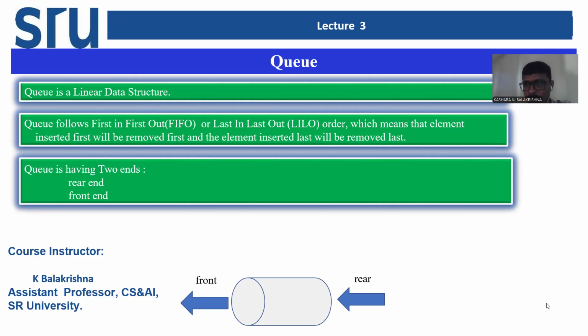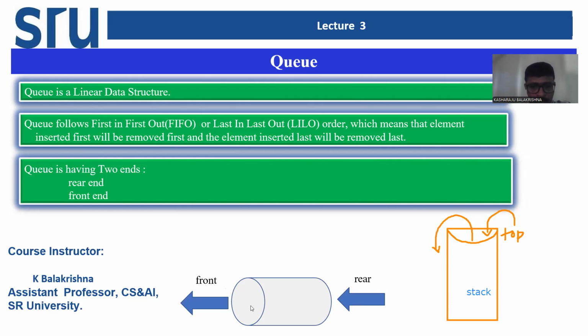If I consider this is my stack, it has only a single end. So always insertion as well as deletion, both operations should be done at one end. That is called top. So this is stack. Coming to queue, we have two ends.